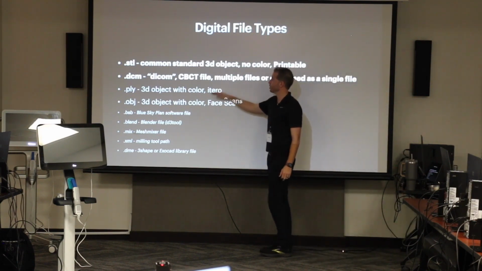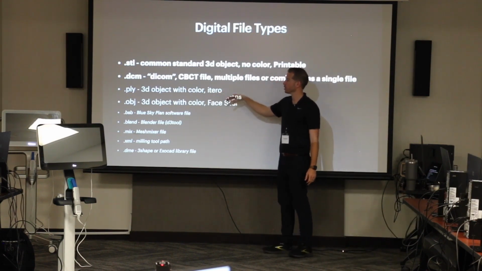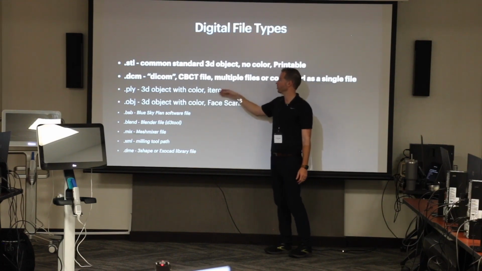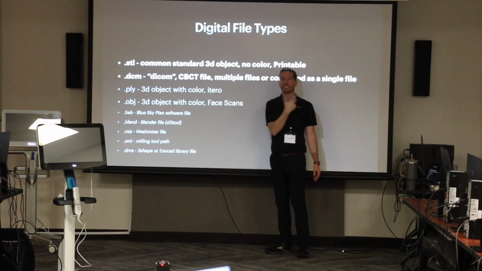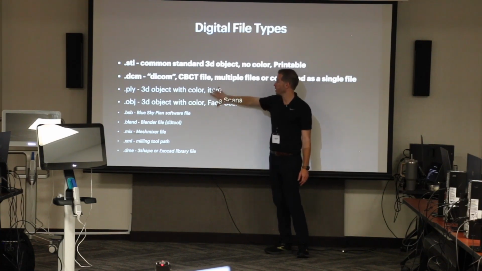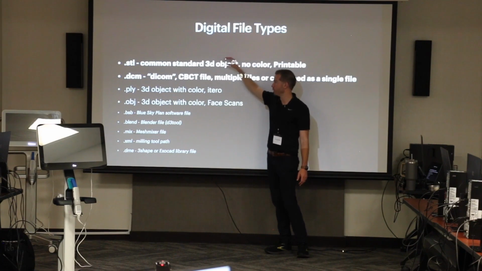These are our two different file types that have color. So when you see color on here, .ply, .obj. So ply, I think, is what the iTero pushes out. OBJ is a lot of times what the face scanners push out. Again, I'm not as interested in these for our application today. We're thinking more just black and white. We need an STL for that.